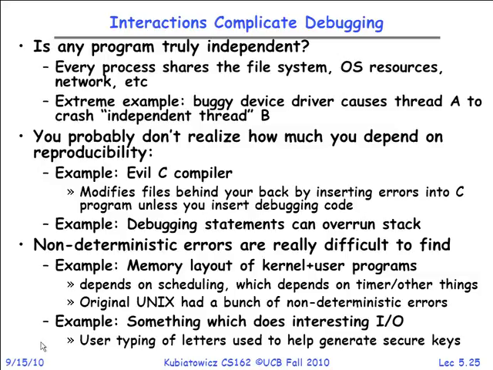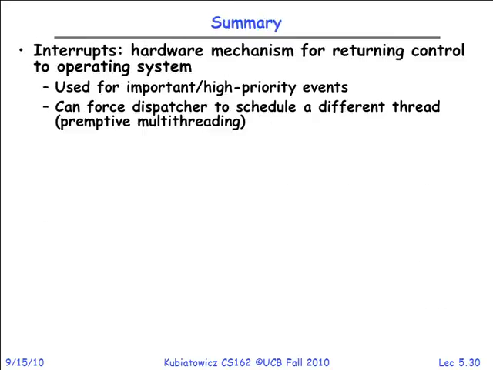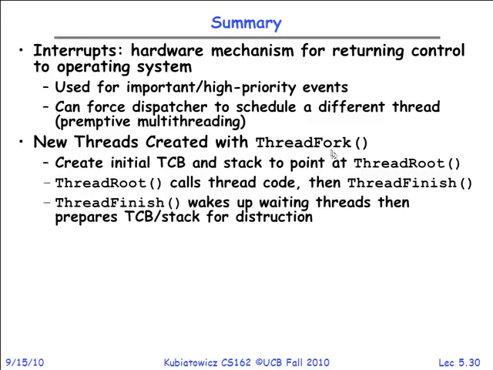All right, so let's end for now. So in conclusion, we talked about interrupts for some detail. Today, it's basically a hardware mechanism for returning control to the operating system, used for important and high priority events. And it's also a way to force the dispatcher to schedule a different thread. We talked about new threads and how thread fork works. Okay, and this is kind of magic. You create a TCB with a small amount of information on it, and you put it on the run queue or on the ready queue, and the right thing happens the next time it gets switched to.